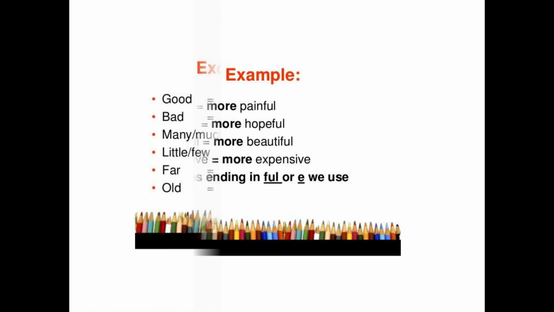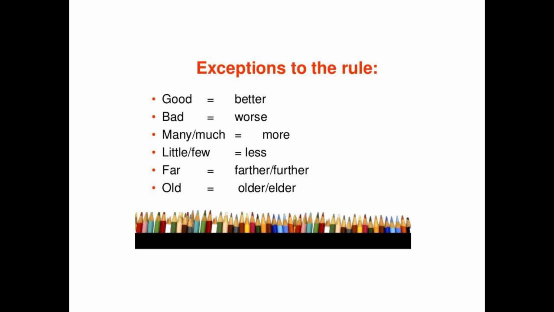Now, there are some exceptions to this rule. There are some irregular words which do not follow these rules. Such words cannot be changed by adding er or adding more. Instead, the word completely changes. So, in order to change good into its comparative state, it becomes better. Bad becomes worse. Many or much becomes more. Little or few becomes less. And far becomes farther or further. Old becomes older or elder.